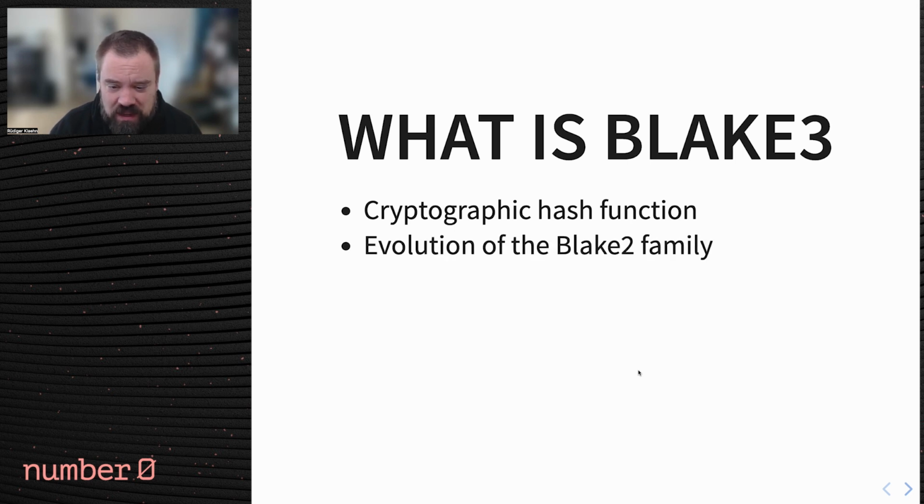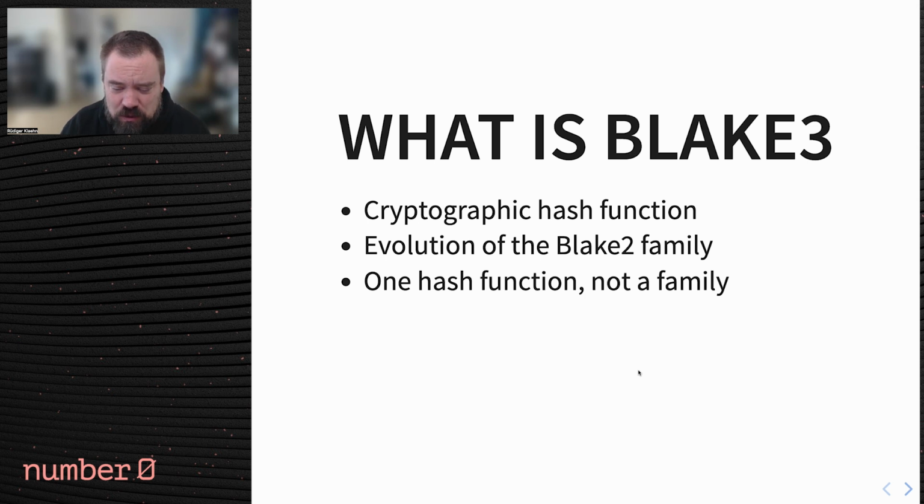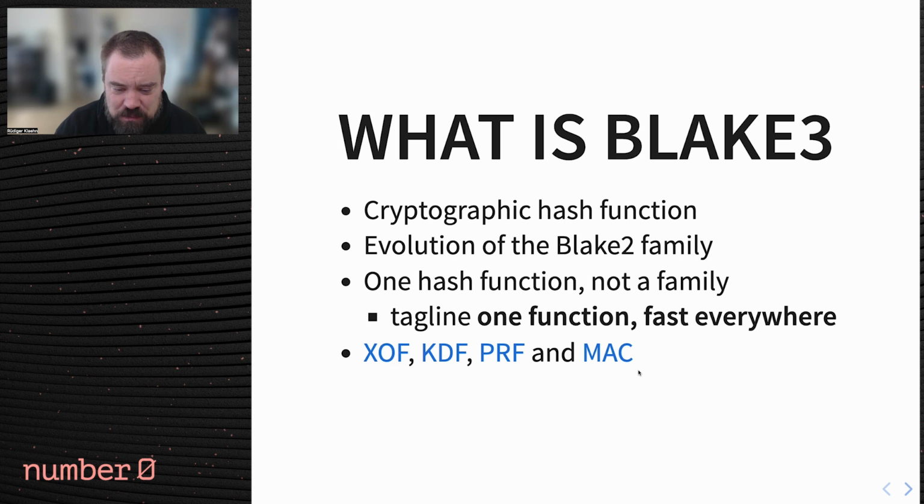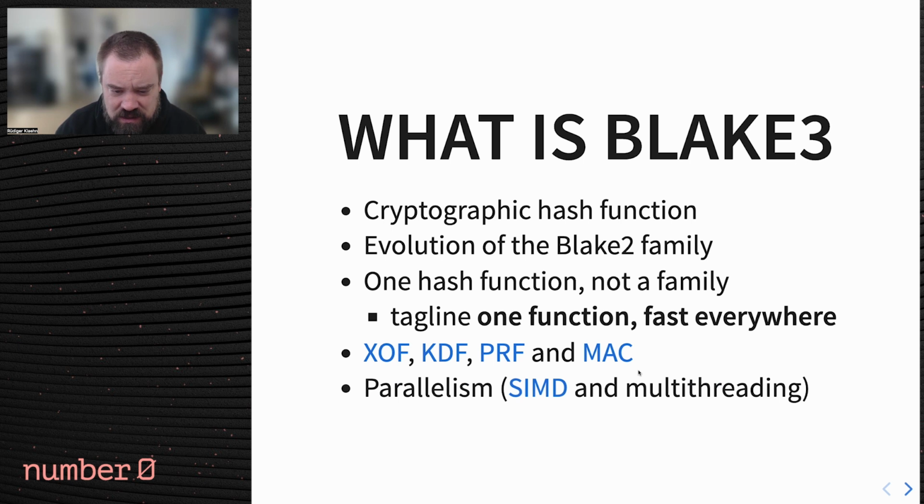It's an evolution of the BLAKE2 family of hash functions. And there you can see the difference, whereas BLAKE2 was a family of hash functions, BLAKE3 is just one hash function, which is meant to be usable for all kinds of use cases. So the tagline on the repo is one function fast everywhere. And it supports all the typical use cases of hash functions. It supports massive parallelism, both SIMD, single instruction multiple data, and multi-threading.